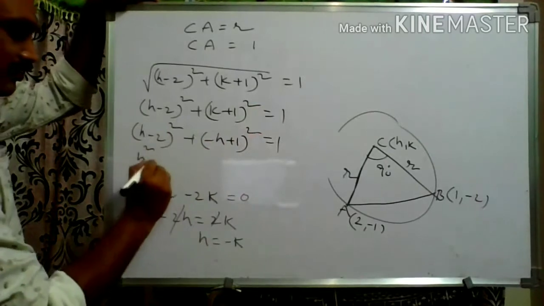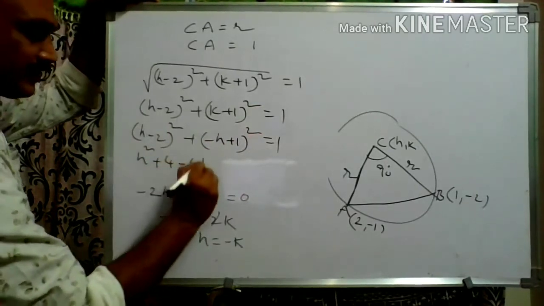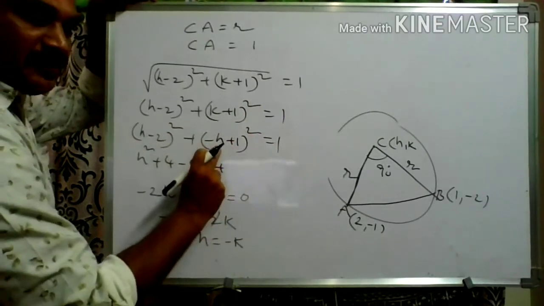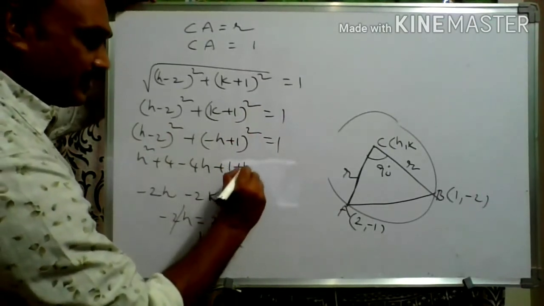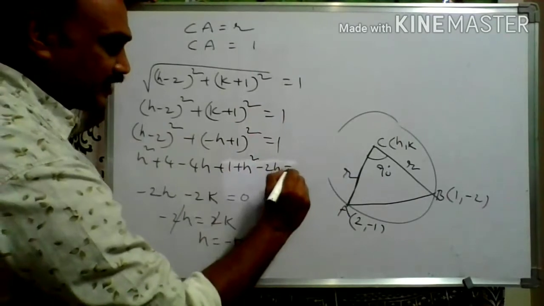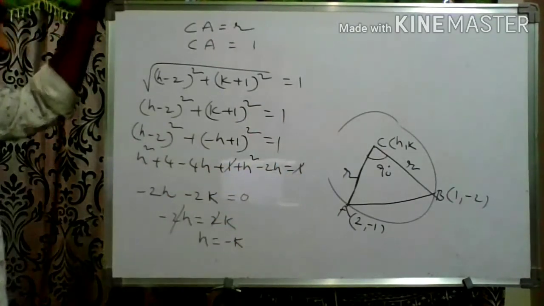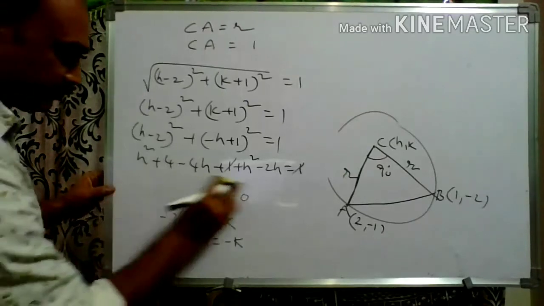h minus 2 whole square is h square plus 4 minus 4h. Students, this is 1 minus h whole square, a minus b whole square, a square plus b square minus 2ab, so h square plus 1 minus 2h is equal to 1. Okay, 1 gets cancelled. Students, next.